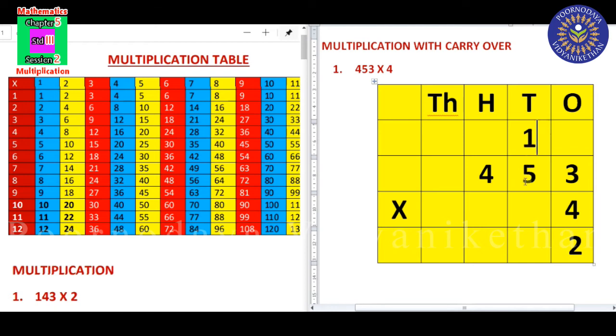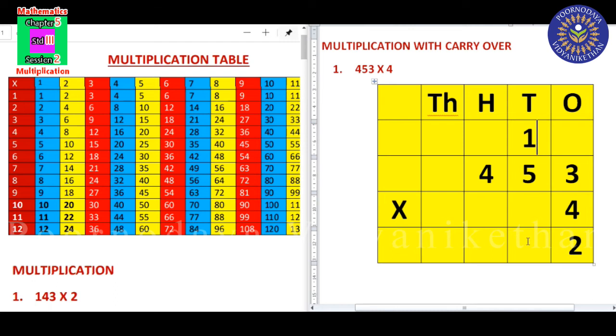Understand? Next, in the tens place there is 5. 5 we have to multiply by 4. 5 4s. 5 1 is 5, 5 2s are 10, 5 3s are 15, 5 4s are 20. With this 20, you have to add the carried over 1. That is 20 plus 1 is equal to 21.